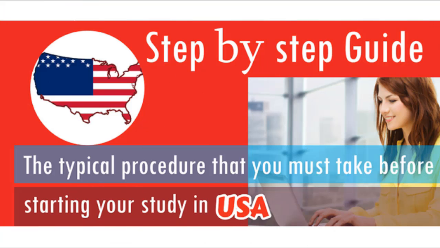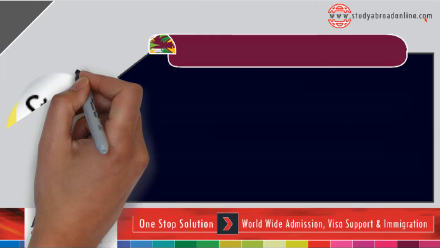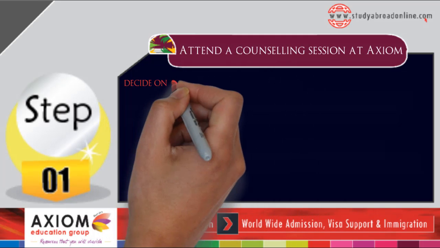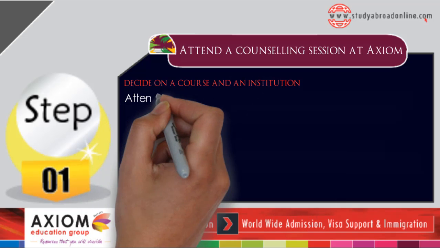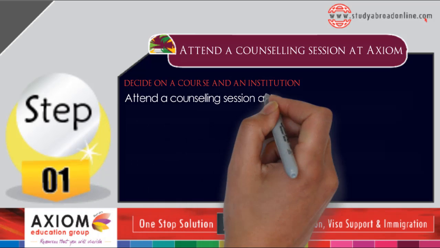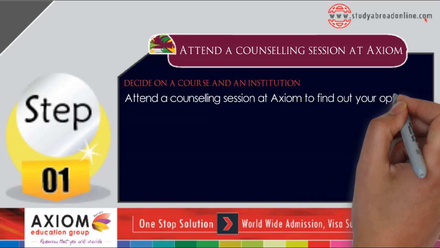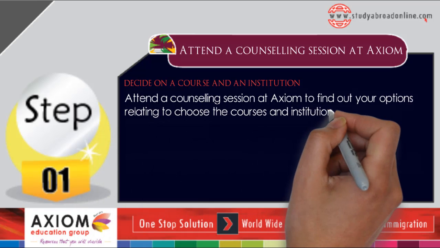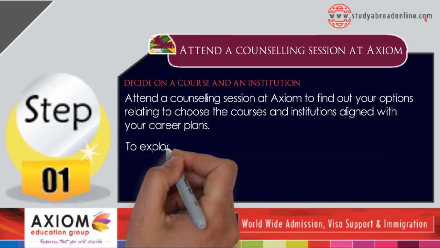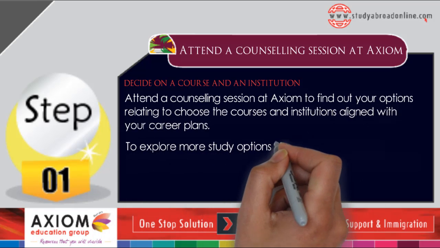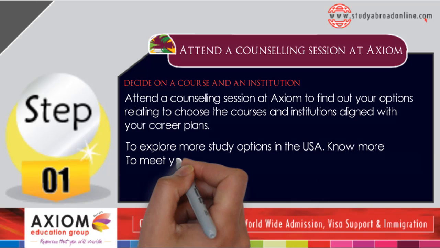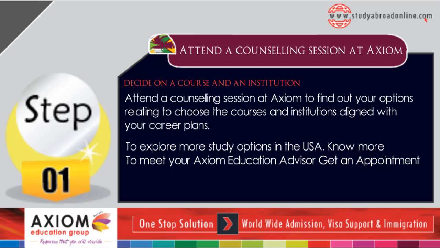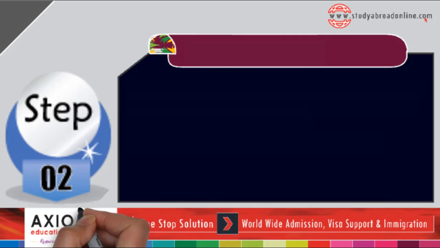Step-by-step guide to apply in the United States. The first step would be attending a counseling session at Axiom. Decide on a course and an institution. Attend a counseling session at Axiom to find out your options relating to choosing the courses and institutions aligned with your career plans. To explore more study options in the United States, know more in the description below. To meet your Axiom Education Advisor, get an appointment.